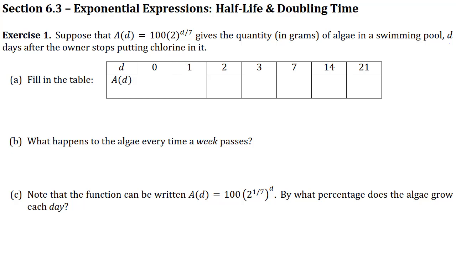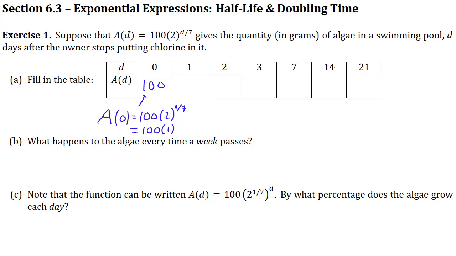So if you're not sure what to do, I'll show you the first one real quick. A of 0 is going to be 100 times 2 to the power 0 over 7. And 0 over 7 is 0. 2 to the power 0 is just 1. Anything to the power 0 is 1. So this gives you 100 times 1, which is just 100.